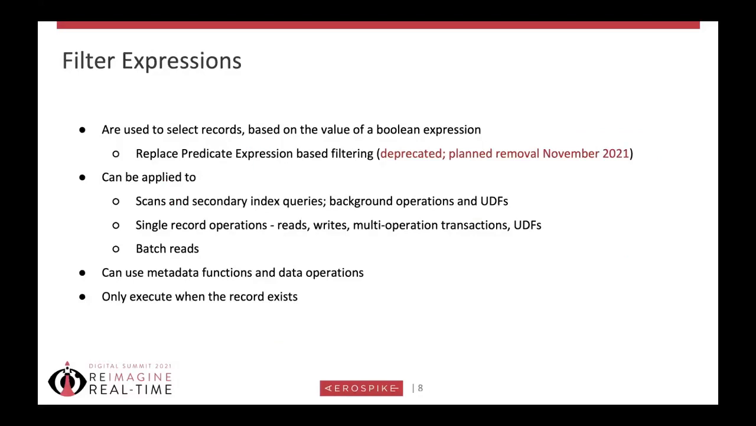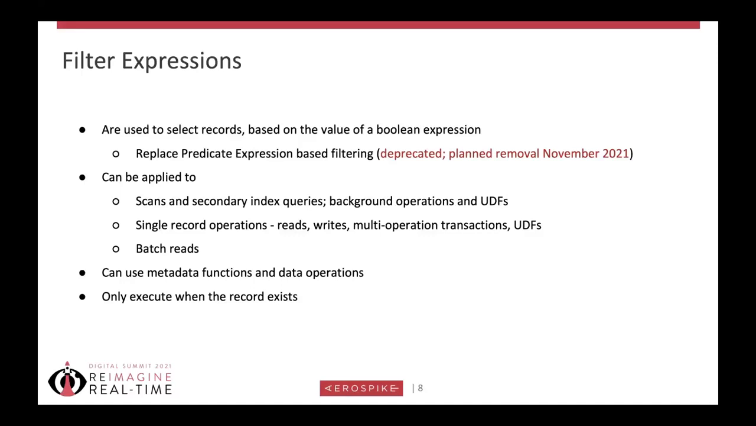So first, let's talk about filter expressions as a concrete implementation. These are used to select records based on the value of a Boolean expression. They replaced predicate expressions in the 5.2 release. Now, predicate expressions have been deprecated since, and now we're at the halfway point until they get removed. The planned removal is November 2021, so you still have time to transition your code off of predicate expressions to use filter expressions instead. And filter expressions really is a superset of predicate expressions.